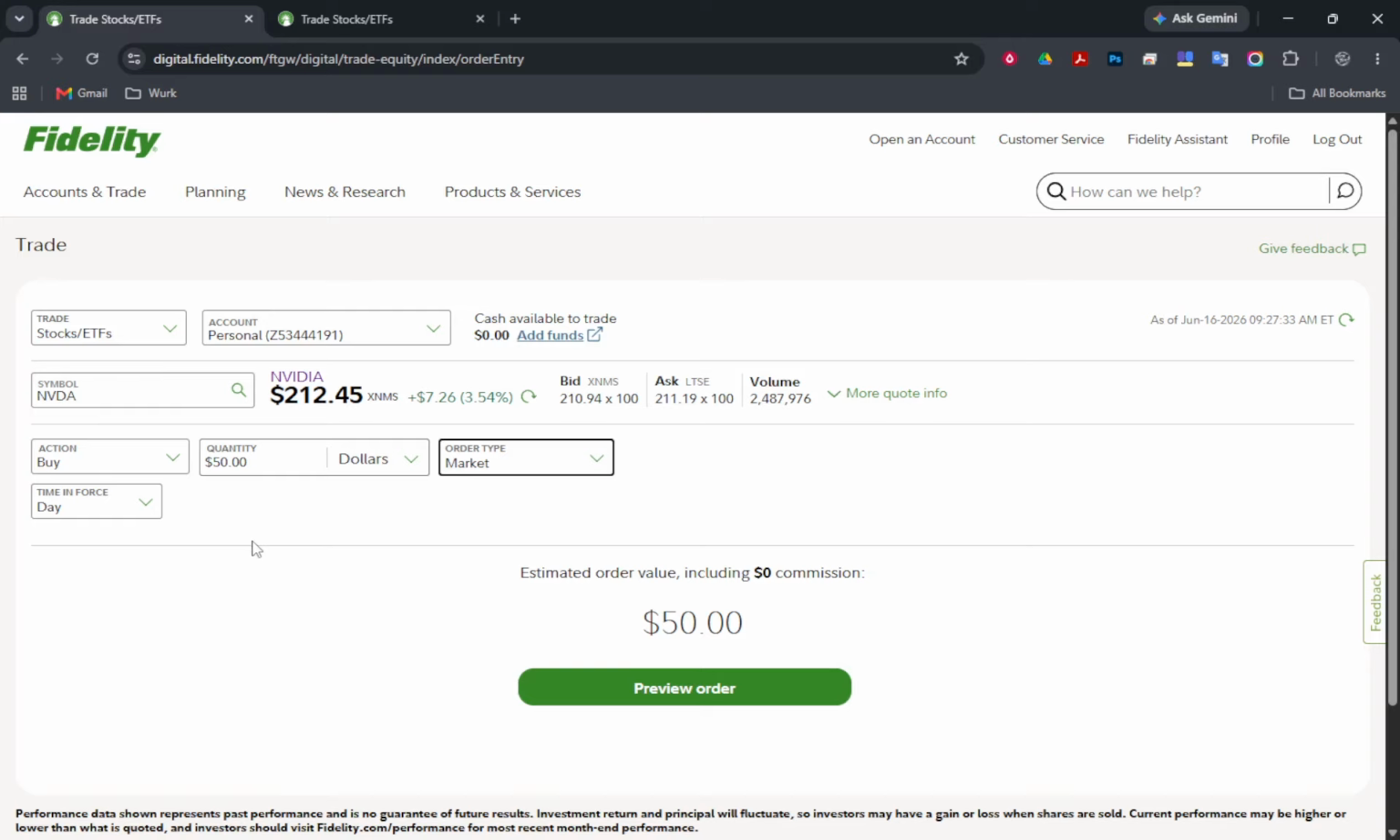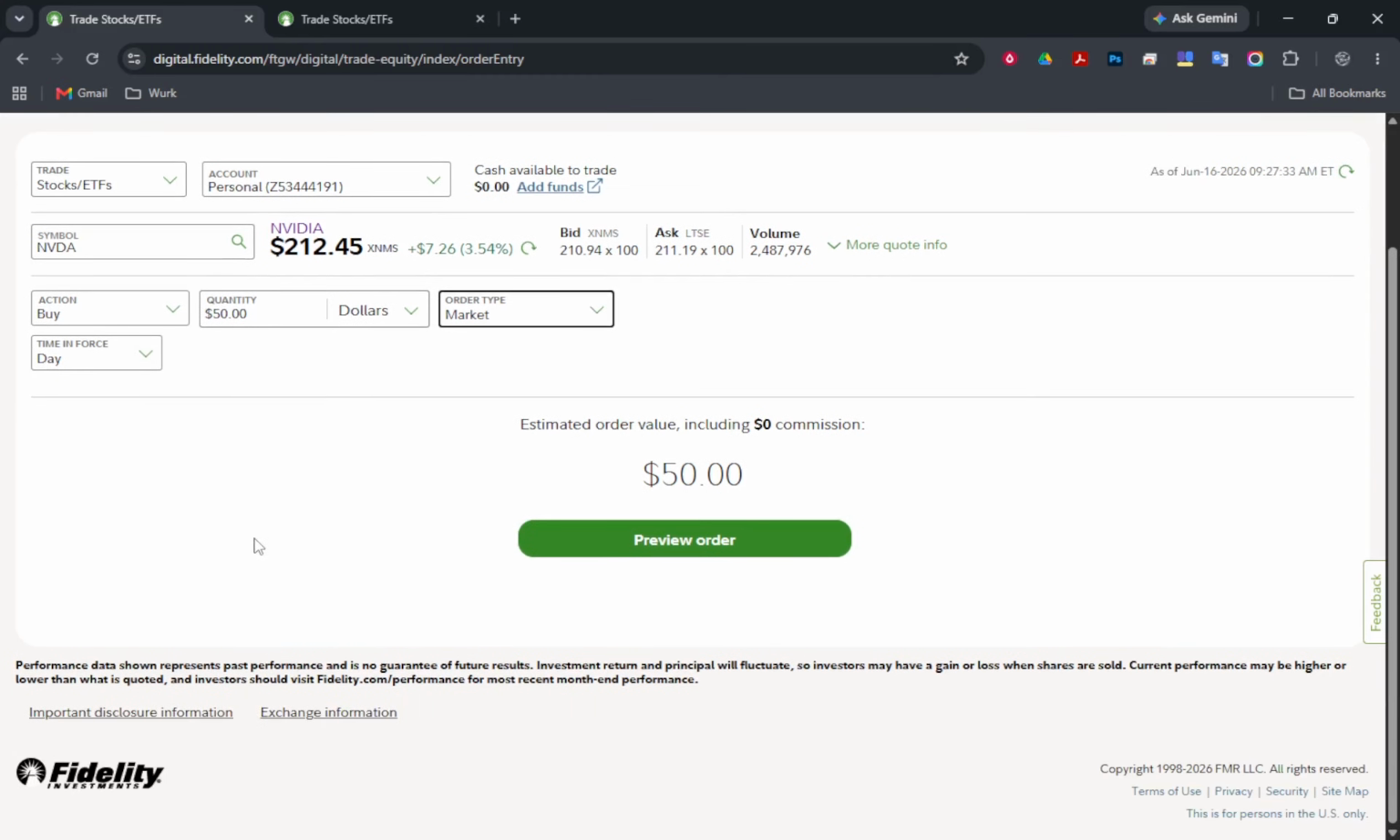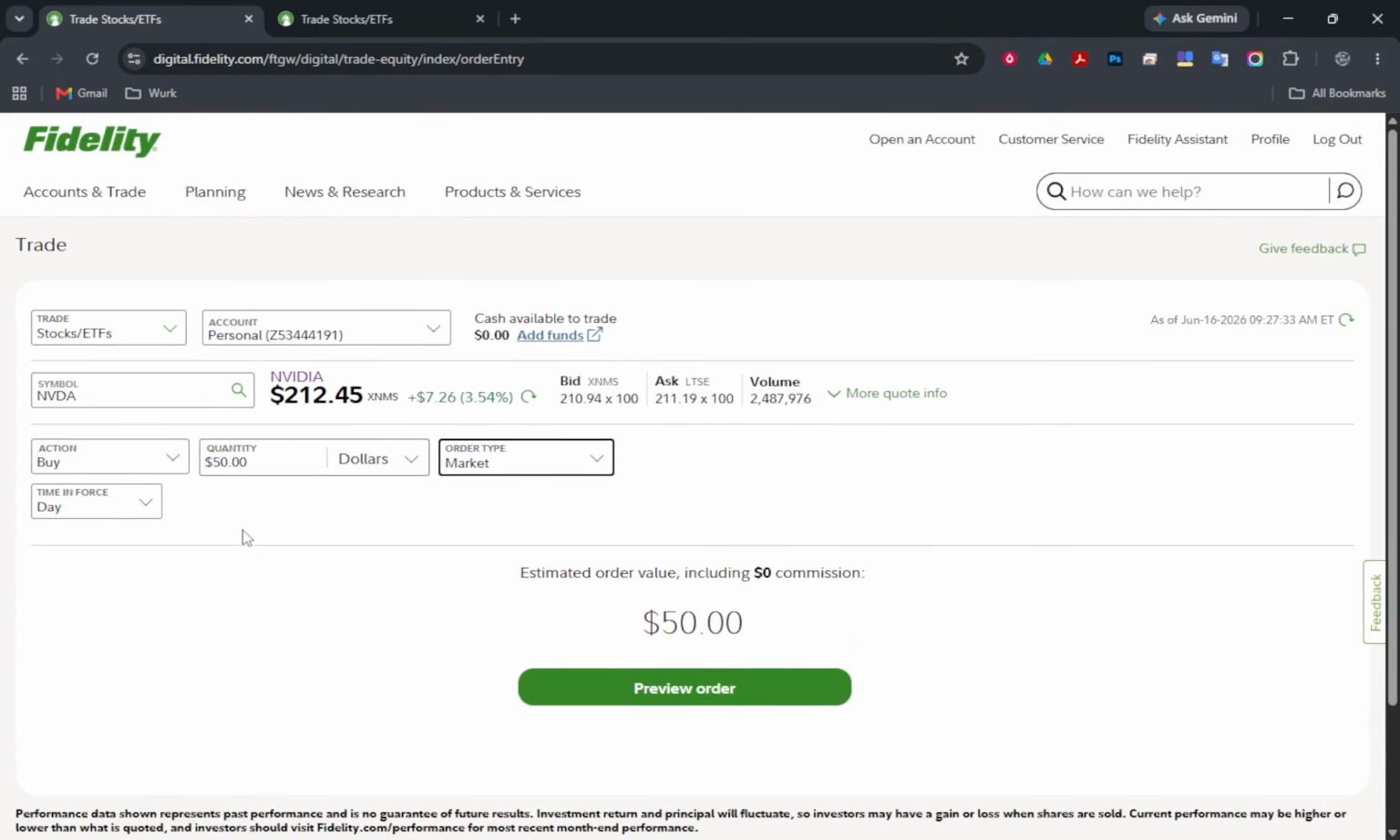And there you have it. Using Fidelity's Stocks by the Slice program is a straightforward way to start or expand your investment portfolio. By following these steps, you can take advantage of the flexibility and accessibility that fractional shares offer.